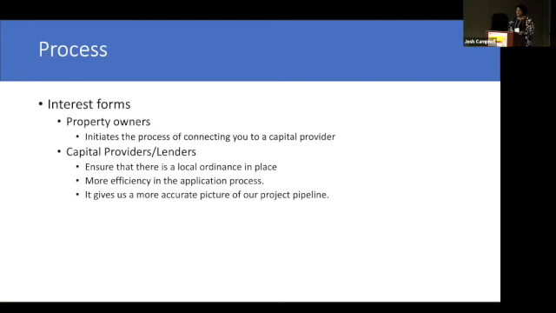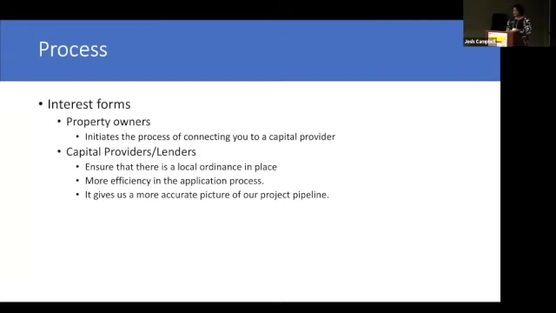But we get to know and we set the expectations of you as well as the property owner of knowing how long things will take. We like to over communicate that. And then it gives us a more accurate picture of our project pipeline.